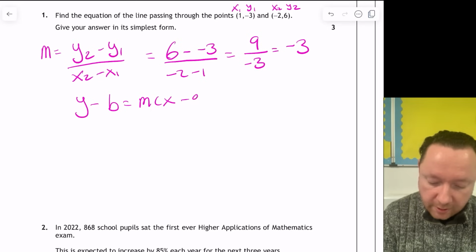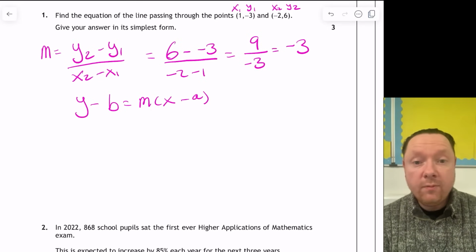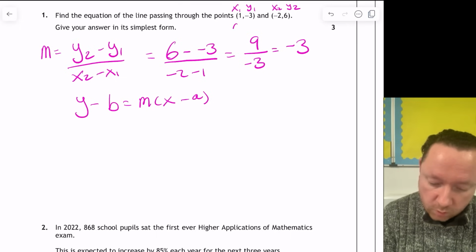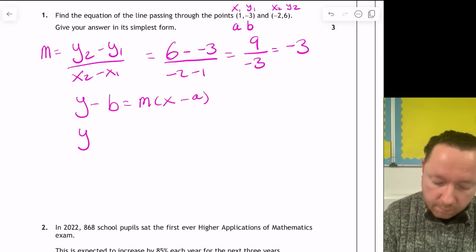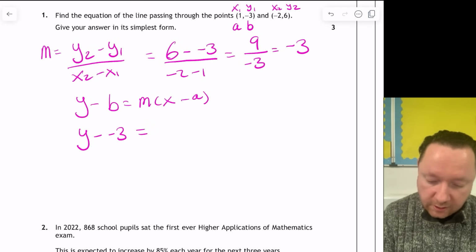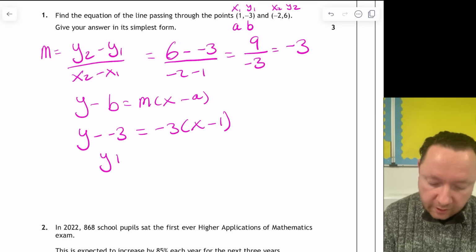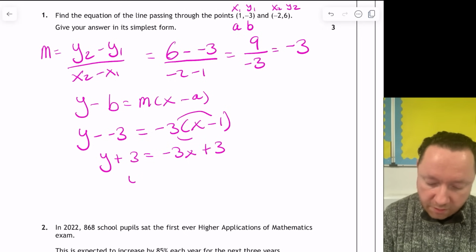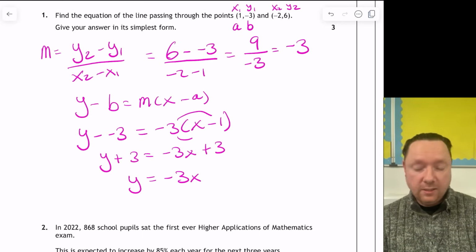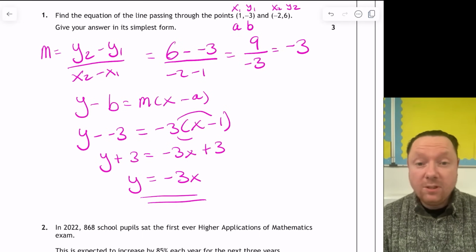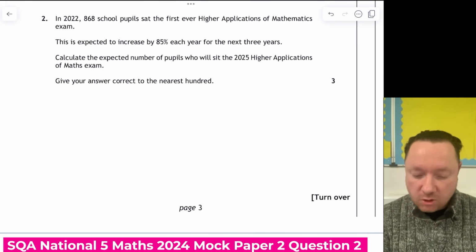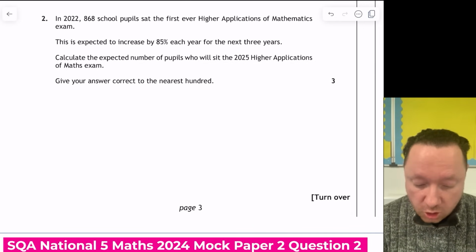Now we use y minus b equals m(x minus a), or you could use y equals mx plus c, but this is the most common way. We label one of the points a and b. Any one you want, I'll just use the first one. So y minus minus 3, watch out for double minuses, equals minus 3 times (x minus 1). So that's y plus 3 equals minus 3x, multiplying out, a minus times a minus is a plus, so plus 3. Taking the 3 over to the other side, it's going to be 3 take away 3 is 0, so it's just y equals minus 3x. And we're done there.